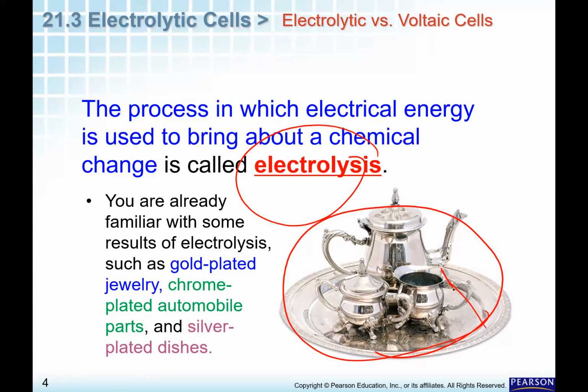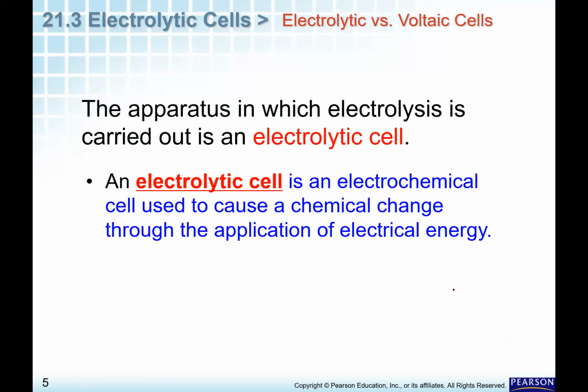And people do this for luxury purposes. There are some automobile parts that are chrome plated, and we have seen that before when we talked about corrosion and how to prevent it by electroplating. Anyway, electrolytic cell again is an electrochemical cell that is used to cause a chemical change through application of electrical energy.